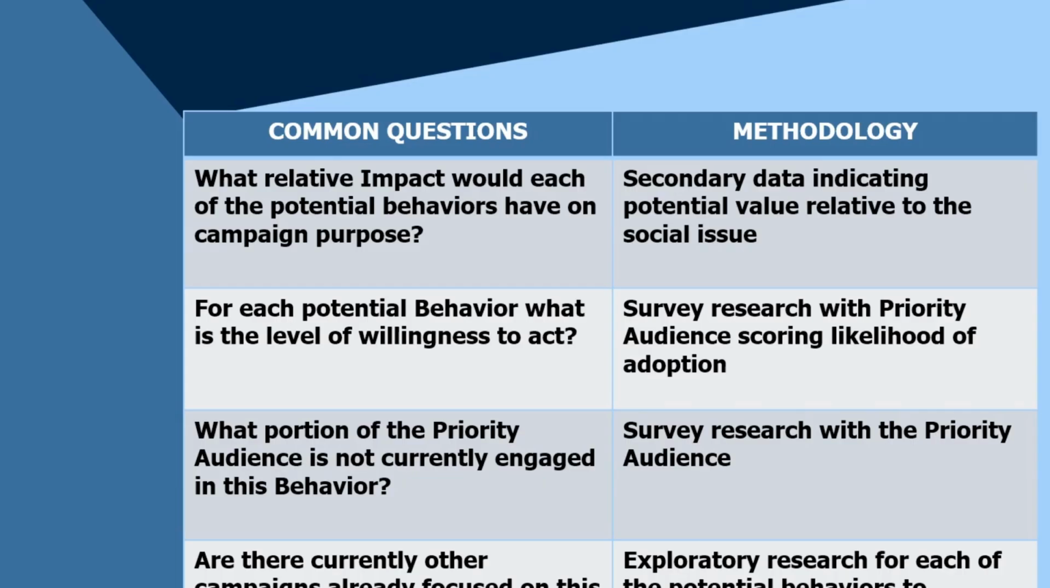What about, for each potential behavior, what is the willingness to act? Survey research for the priority audience would help determine that likelihood of adoption. And what portion of the priority audience is not currently engaged in this behavior? Survey research with the priority audience will also determine that. And are there currently other campaigns already focused on this? Doing exploratory research will determine that.